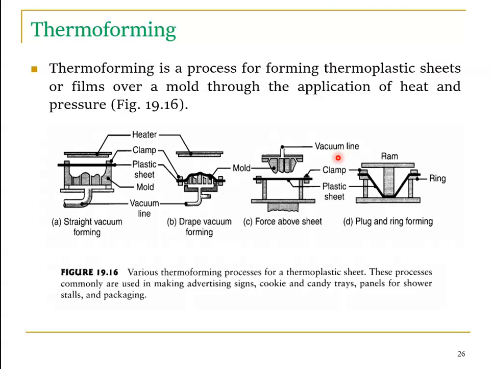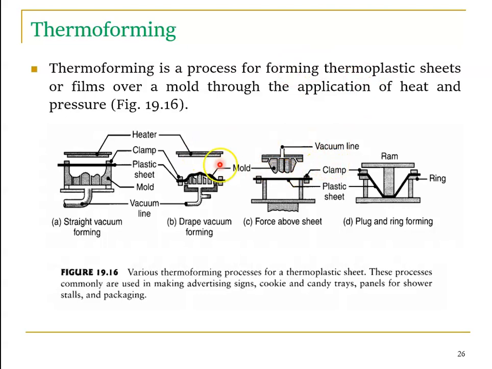The next process is thermoforming. So thermoforming is the process of forming thermoplastic sheets or films over a mold through the application of heat and pressure. Right, so this generally uses heat and pressure.